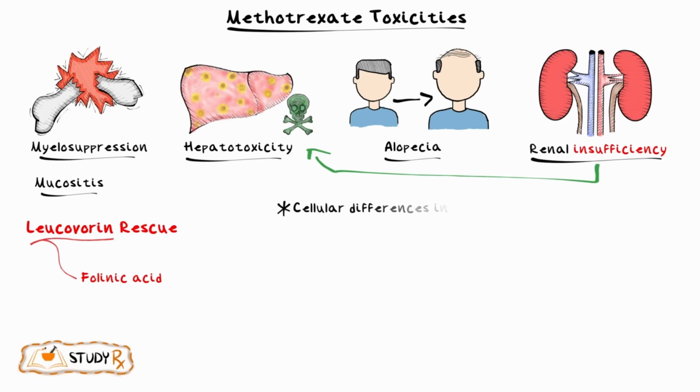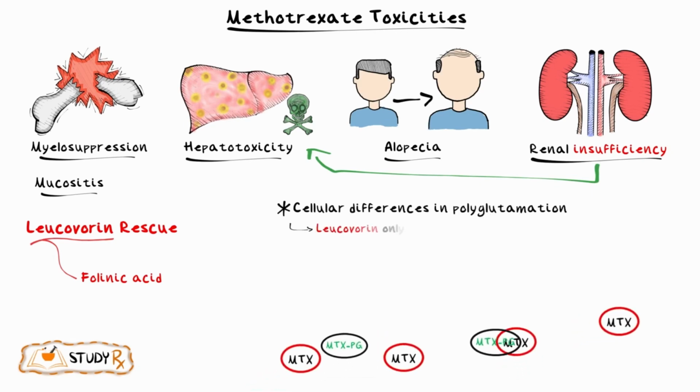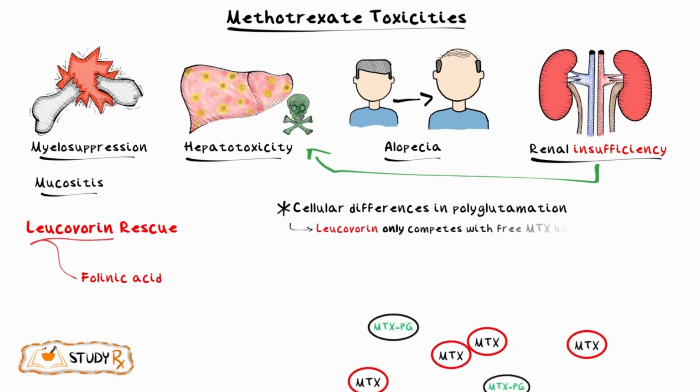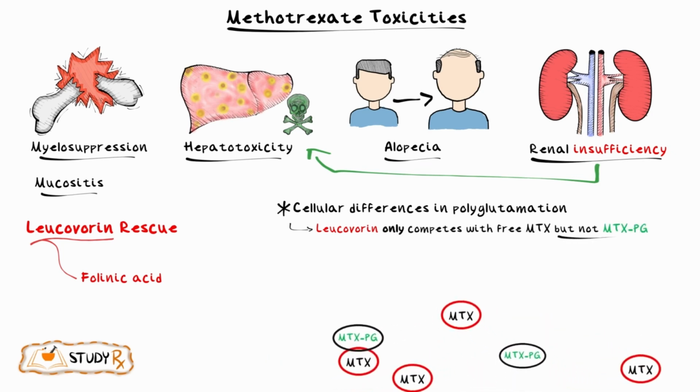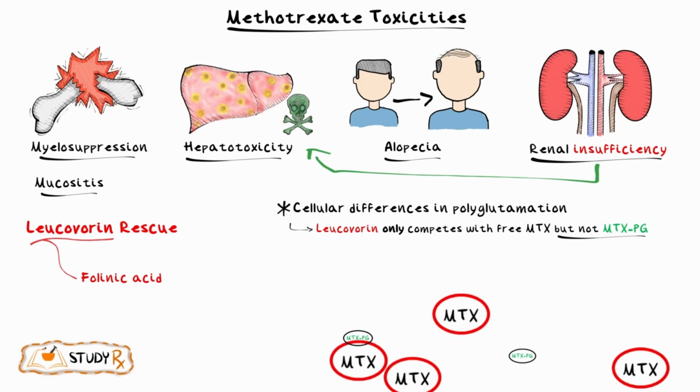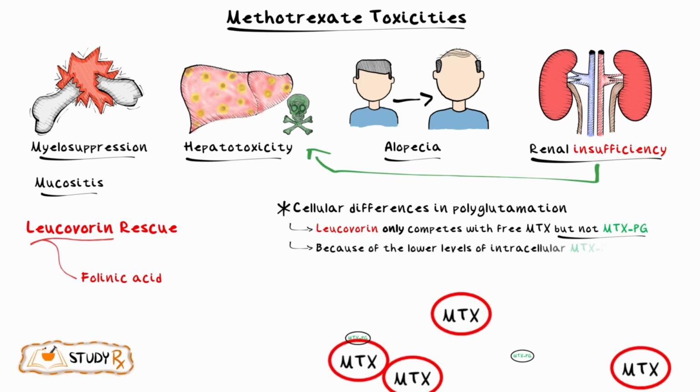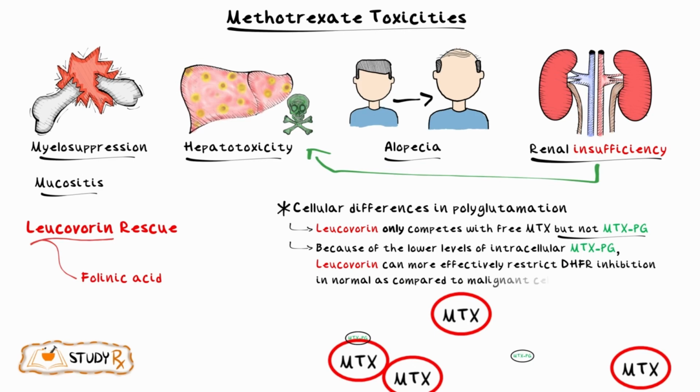Due to cellular differences in polyglutamation, leucovorin will compete only with the free methotrexate but not with the methotrexate polyglutamate, which is used when binding to dihydrofolate reductase. Because of the lower levels of intracellular methotrexate polyglutamate, leucovorin can more effectively limit DHFR inhibition in normal as compared to malignant cells.